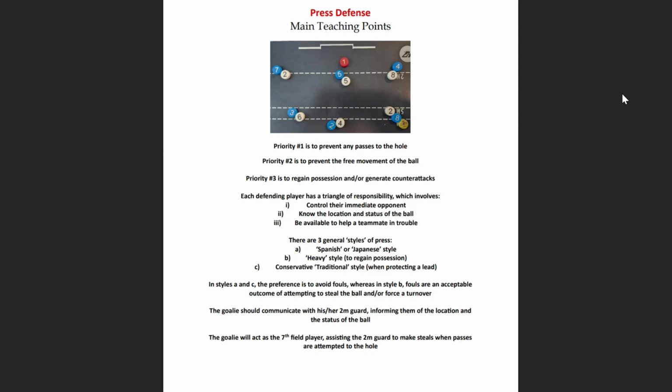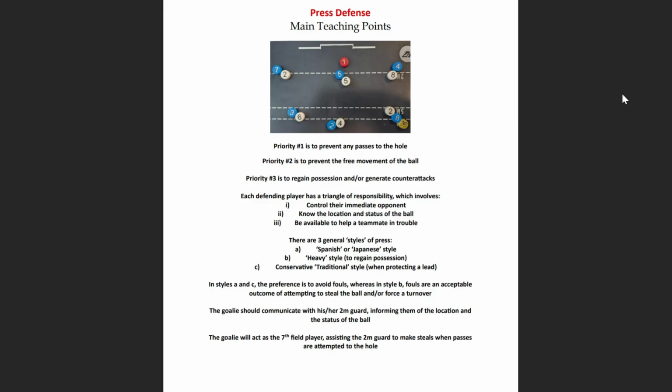So for example, let's look at player 2 white. What is their triangle of responsibility? First, control their immediate opponent, opponent number 7 blue. Second, know the location and the status of the ball. In this case, the ball's in the 2 position. This diagram doesn't show the status. The status refers to whether or not the ball can move.